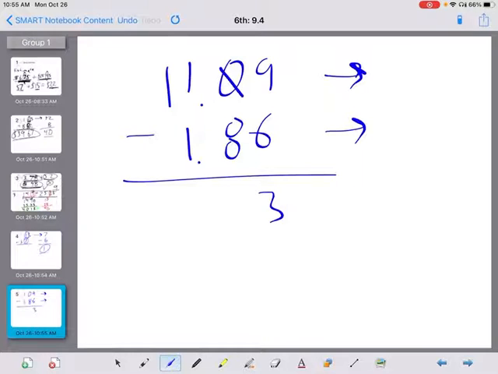9 minus 6 is 3. 0 minus 8 I can't do, so I put 10 here, and I have to borrow that and make it a 0. 10 minus 8 is 2. 0 minus that I can't do, so this becomes a 0. This becomes 10. 10 minus 1 is 9. So 9.23 is what I had.